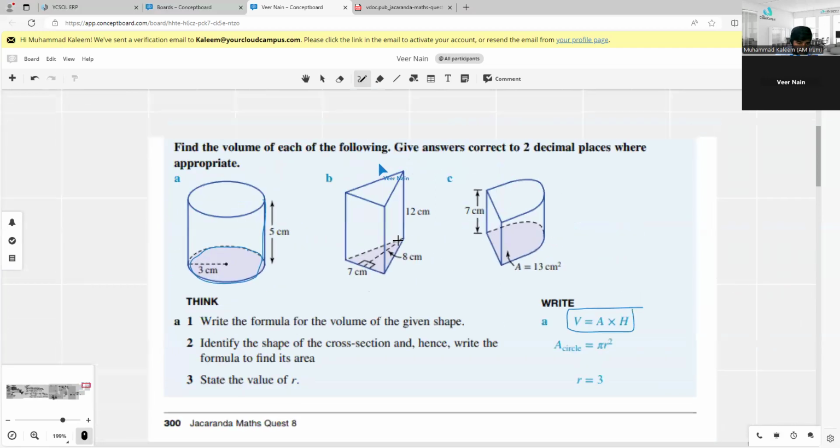Yeah. In the first two examples, you can see the base area is not given. In C, the base area is given to you directly. So it's very easy because the base area is already given. You just have to multiply the base area with the height. You will get the volume of this shape.